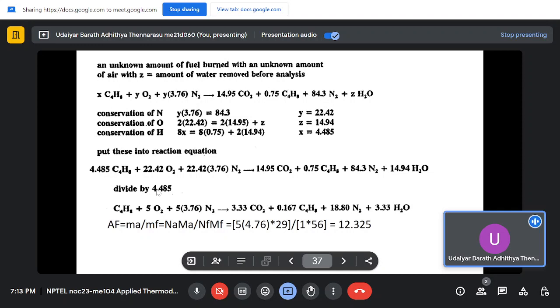So dividing throughout by 4.485, this is the actual combustion process of the fuel. For 1 mole of fuel you are taking 5 moles of air for the combustion. This being a rich fuel mixture, now we need to find out the air-fuel ratio. Air-fuel ratio is nothing but mass of air divided by mass of fuel. So mass of air is the number of moles into the molecular weight of air, divided by number of moles of fuel into molecular weight of fuel.